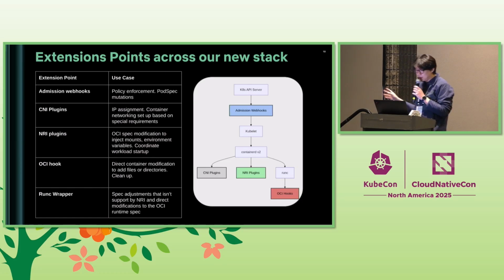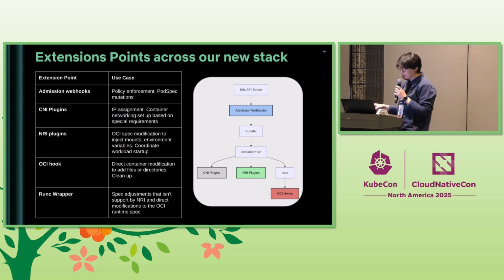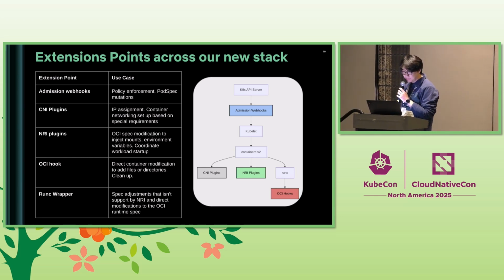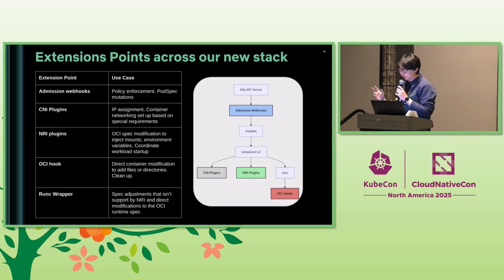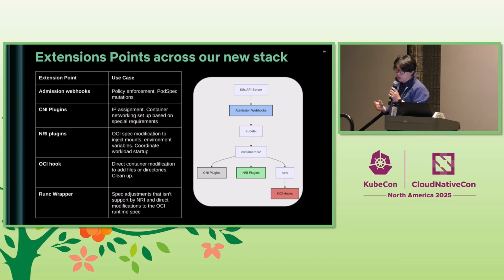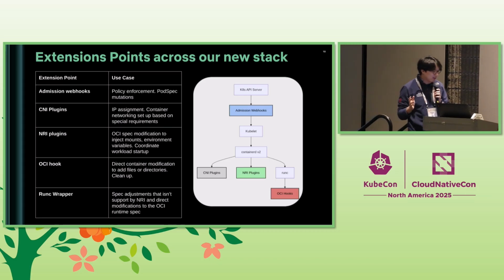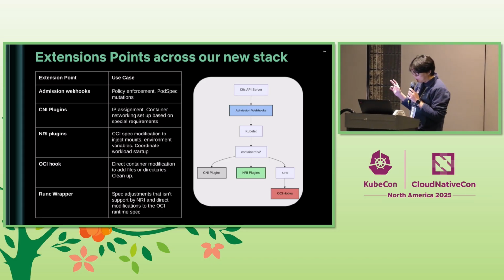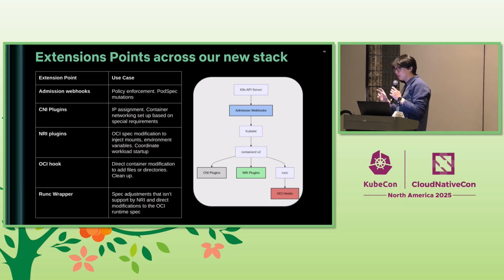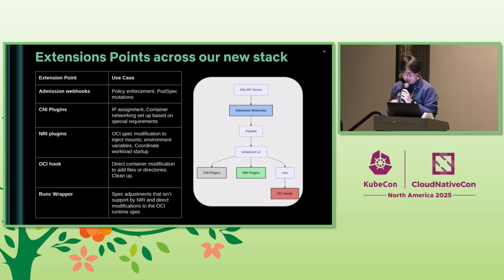So here we have a table that shows the different runtime extensions that we leverage as part of our modernization efforts. We do still use admission webhooks for policy enforcement. For example, if a pod comes in with a ridiculous request for memory or CPU, we outright reject it and not let it just sit in pending forever. We also do pod spec mutation to add pod annotations that eventually drive runtime behavior.